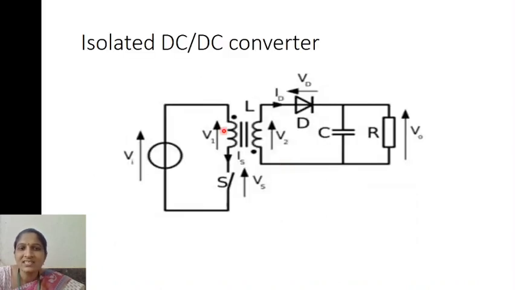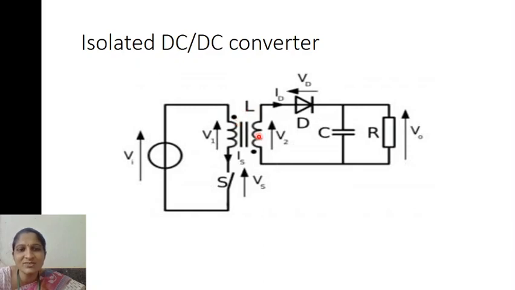Okay. Next one is the isolated DC to DC converter. Isolated means the input side and the output side are isolated from each other. This is the input circuit, whereas this is the output circuit. There is no exact connection between these two converters.